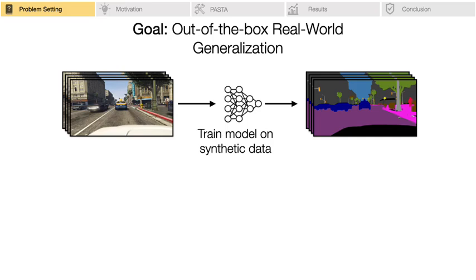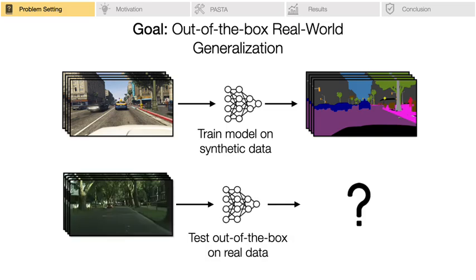Synthetic data offers the promise of cheap and bountiful training data for vision models, where data can otherwise be expensive to collect. However, models trained on synthetic data significantly underperform on real-world data. Our goal is to bridge this gap and introduce a strategy to improve out-of-the-box synthetic to real, or Syn-to-Real, generalization performance of vision models.